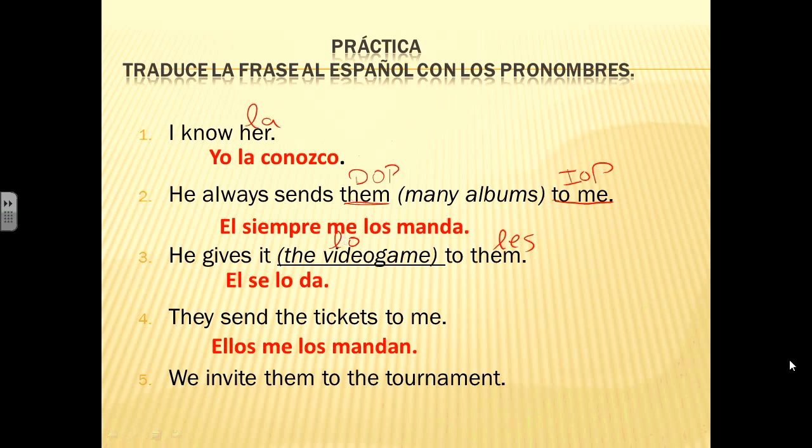They send the tickets to me. Ellos me los mandan. Nosotros los invitamos al torneo. Okay, this is a trick one. Invitar is one that takes a direct object. Okay, the direct object is them as a person. To the tournament is not the direct object. We invite what? There is no what. Whom do we invite? Them. To the tournament is a prepositional phrase, okay, that we're going to talk about later on, how you would say we invite them to it. But you don't know that yet.